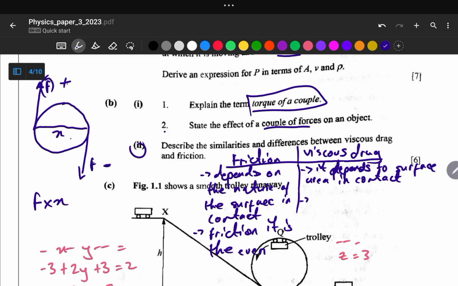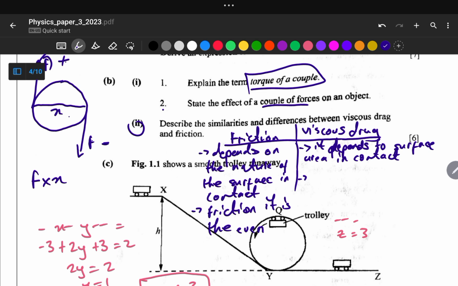And the similarity between frictional force and viscous drag is that both are dissipative forces. They reduce the resultant force, both frictional force and viscous drag. So that is the major similarity between viscous drag and frictional force.